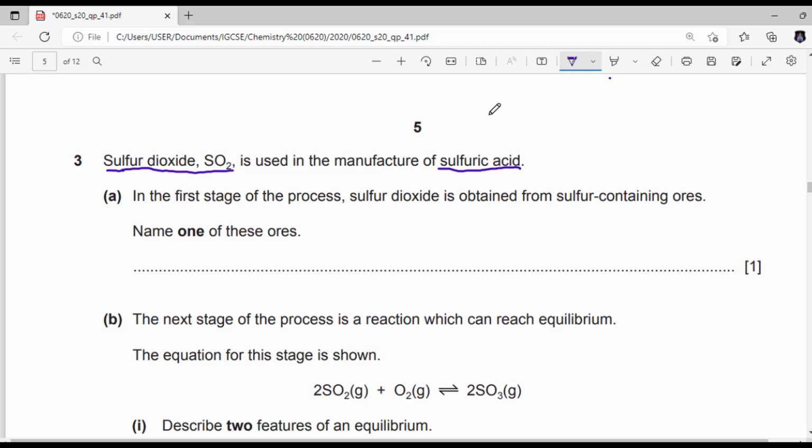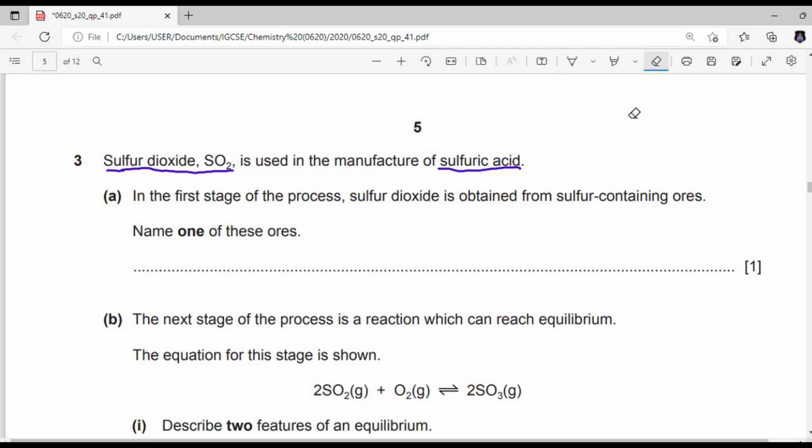We are told that in the first stage of the process of manufacturing sulfuric acid, sulfur dioxide is obtained from sulfur-containing ores, and we are asked to name one of these ores. So first off, what's an ore? An ore is a rock that contains metallic compounds from which the metal can be obtained in commercial quantities, right? We are asked to name one of the ores. Now, not just ores, but sulfur-containing ores.